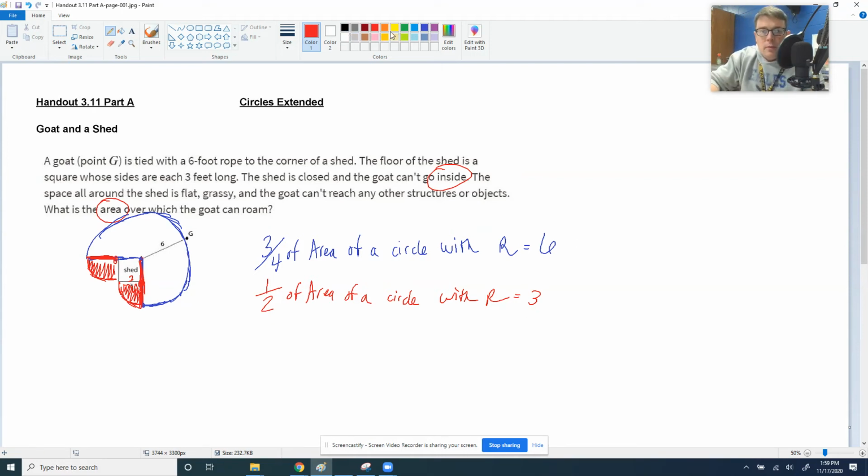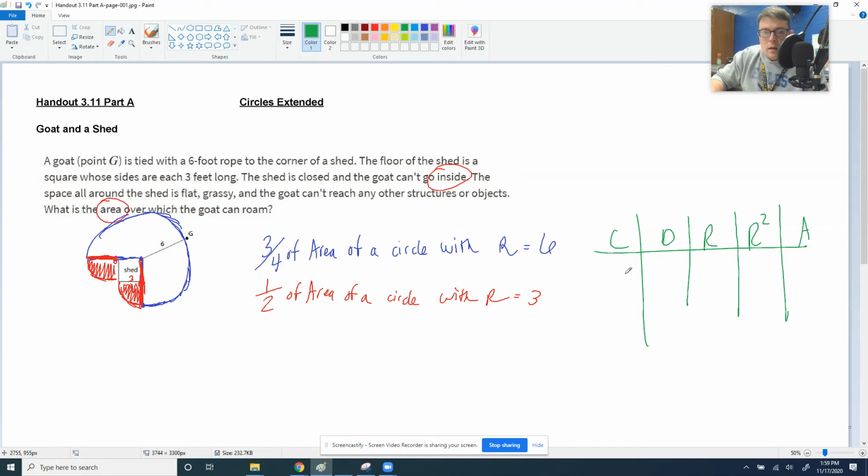So let's call Dr. Rico for some assistance in this regard. All right, so set up our table, call Dr. Rico right away. Circumference is not going to be anything we're going to worry about. We don't even have to worry about the diameter here because we're given the radius. So we have a radius of 6 and we have a radius of 3. So squaring those, we'll have 6 times 6 is 36. 3 times 3 is 9.